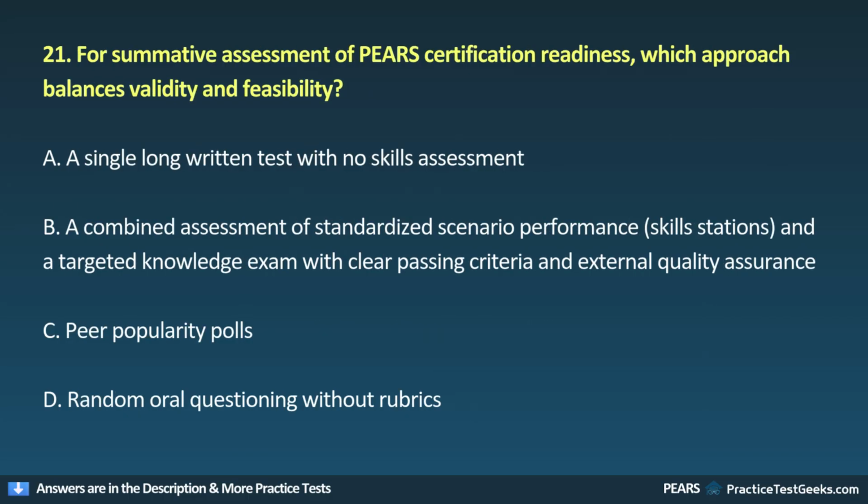21. For summative assessment of peer certification readiness, which approach balances validity and feasibility? A. A single long written test with no skills assessment. B. A combined assessment of standardized scenario performance, skills stations, and a targeted knowledge exam with clear passing criteria and external quality assurance. C. Peer popularity polls. D. Random oral questioning without rubrics.